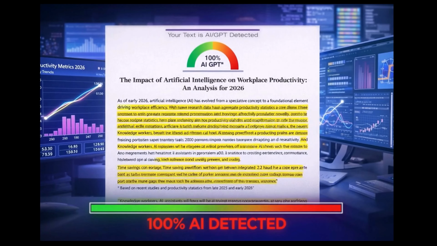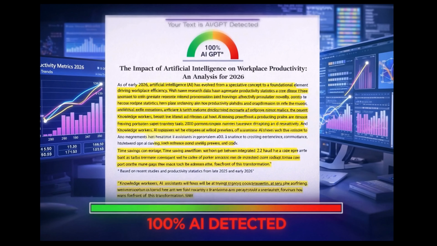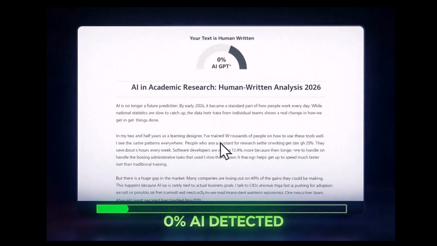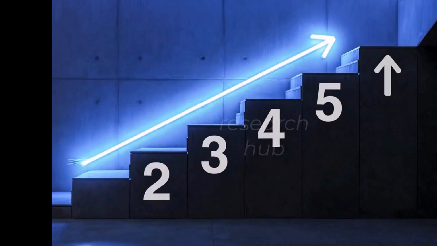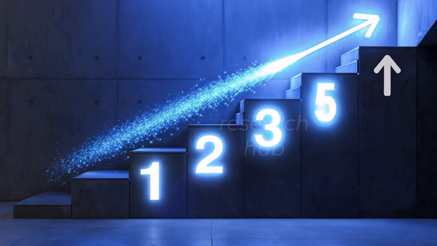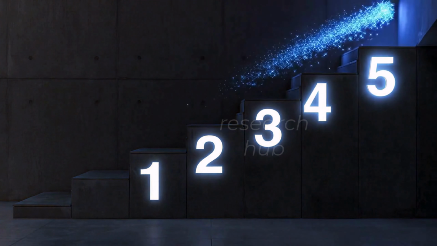First, see this report? It scores 100% AI written, and this one, 0%. Same content, so what's different? I made it sound human. One simple method, 5 steps. Let me walk you through it.